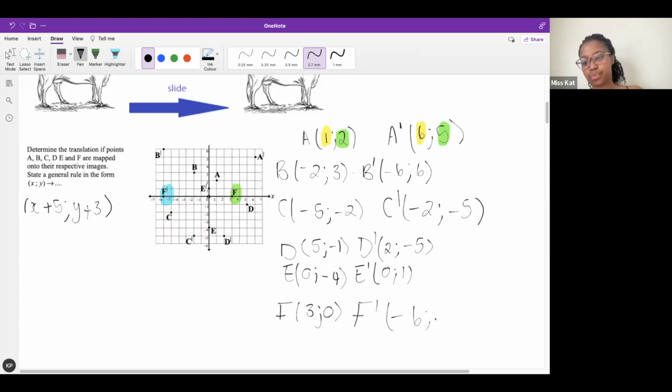-6 and 0. Okay, now let's check, because we were asked to write down this general rule. Let's check if the rule we wrote here states a general rule in the form... this is a lot of rules. This is going to be a lot of rules. So let's only do the rules for maybe B and C. Okay, so this was the rule for A to A prime.